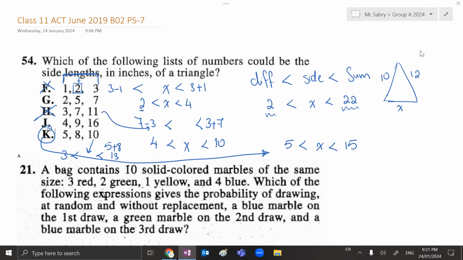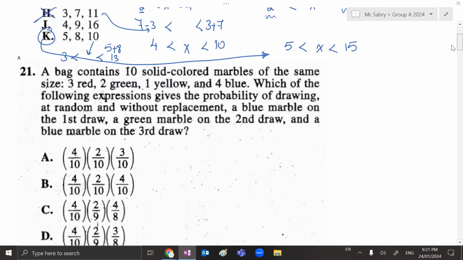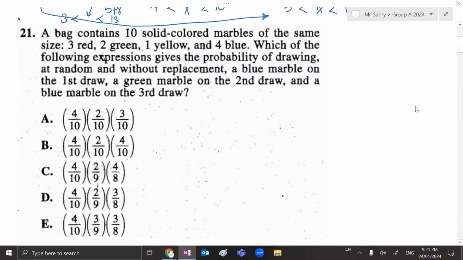No? Okay. Let's start from 21. It says a bag contains 10 solid colored marbles of the same size: 3 red, 2 green, 1 yellow, 4 blue. I would order them or just highlight them somehow so you can easily and quickly get back to those whenever you need. Which of the following expressions gives the probability?